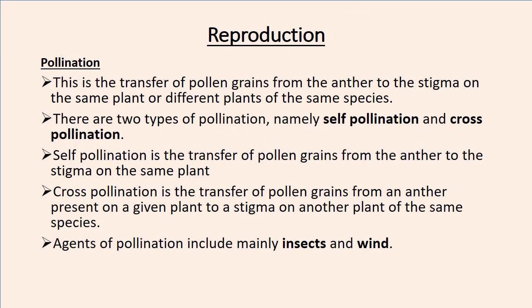So agents of pollination include mainly insects and wind. Agents of pollination are things that make pollination occur. Okay, so mainly it's insects and wind.